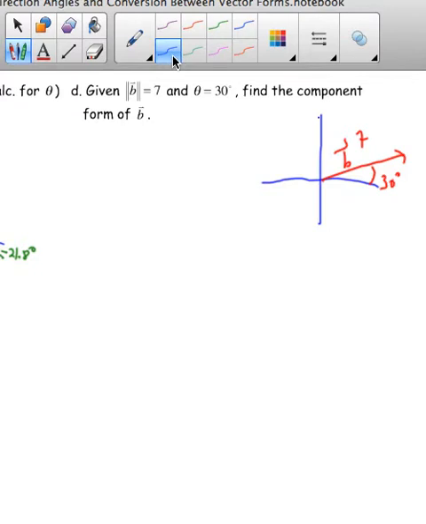So first, I want to find the component form. If we think about right triangle trig, we can see that what we'd like to find is this x-coordinate down here and the y-coordinate up here. So from right triangle trig, I know that cosine 30 degrees is going to be my adjacent side, let me call that x, over the hypotenuse, which is 7. So that means x equals 7 cosine 30 degrees.